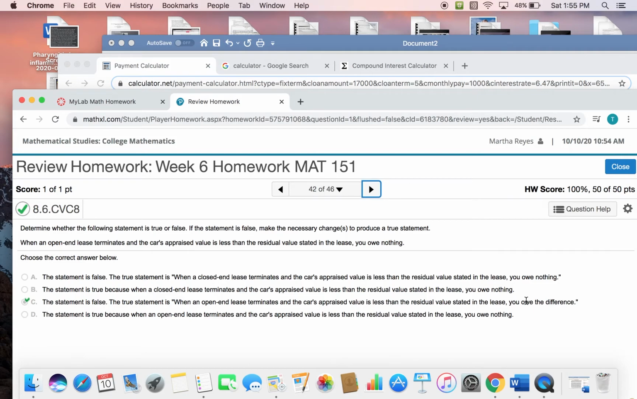That's why I really don't like leases. I recommend you always buy a car, because then at least you have something at the end of it and you don't have a car payment and you still have a car.